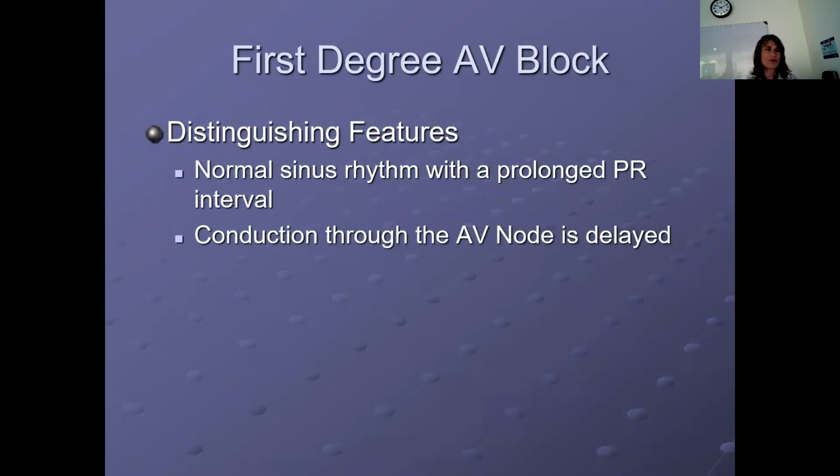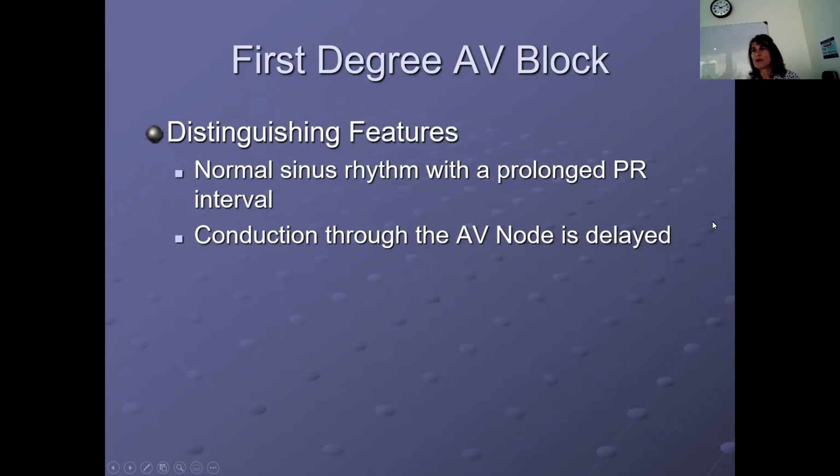So the first block we talk about is called first degree AV block. AV refers to atrioventricular, meaning the conduction is not getting from the atrium into the ventricle. So with first degree block, the conduction does get through, it's just delayed. So the distinguishing features are a normal sinus rhythm with a prolonged PR interval.